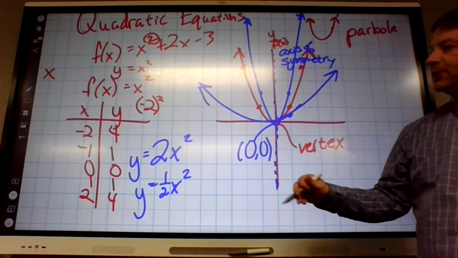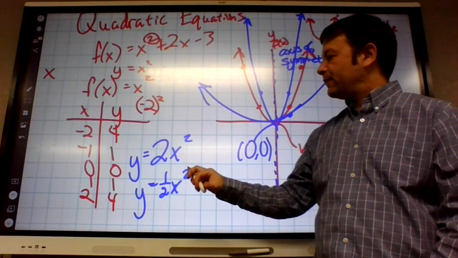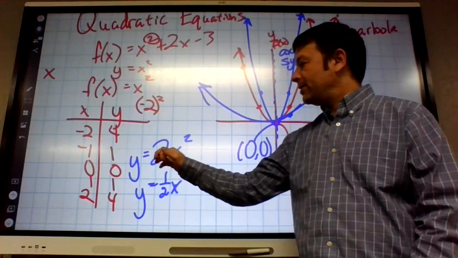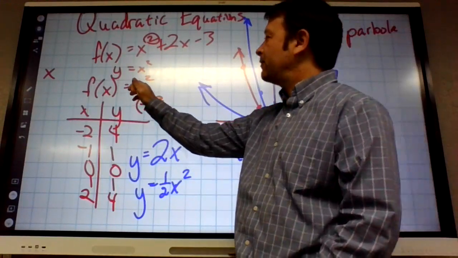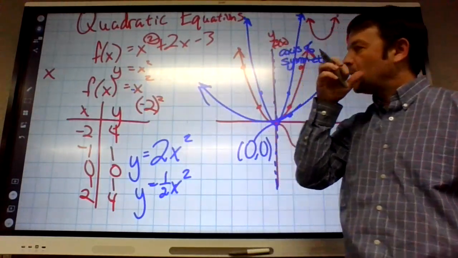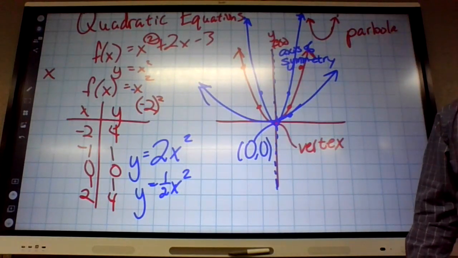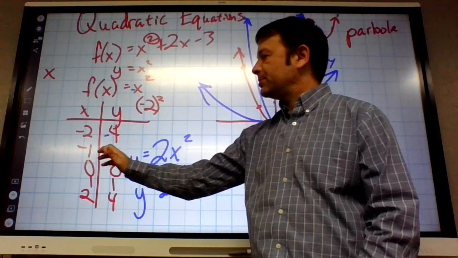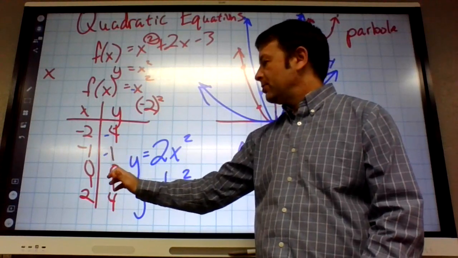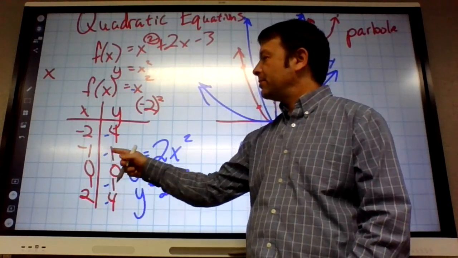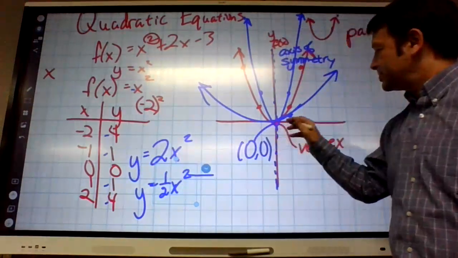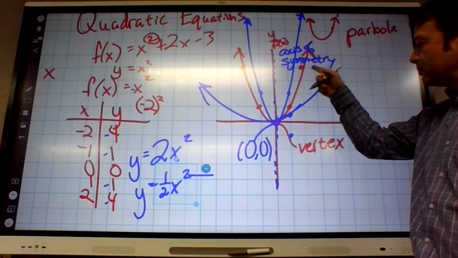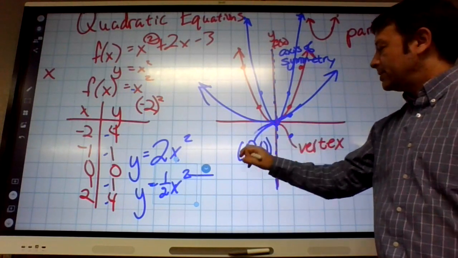Okay, and then one other thing that we're going to talk about today: what if I put a negative in front? What do you think that would do? Would it go up or down? Yes, all these y values would turn negative. So, in other words, +1 would become -1, and +4 would become -4. So yes, it goes down.